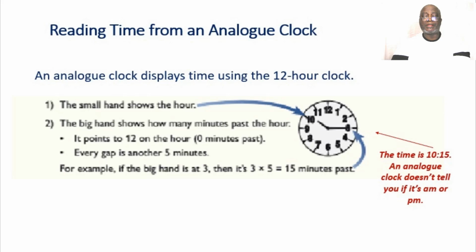So when you're looking at the long or the big hand, from 12 you count 1, 2, 3, 4, 5 and arrive at 1, which is 5 minutes past. And then from 1 you count another 1, 2, 3, 4, 5 to 2, which is 10 minutes past. And then you count another 5, which is 15 minutes past. So when the big hand is pointing to 3, all you have to do is start from 12 and count in 5. 5, 10, 15, or 5 times 3 to get 15 minutes past 10 o'clock.